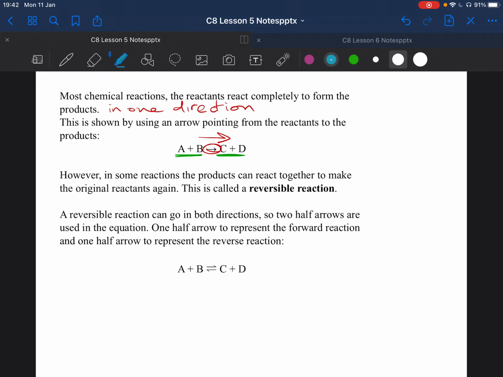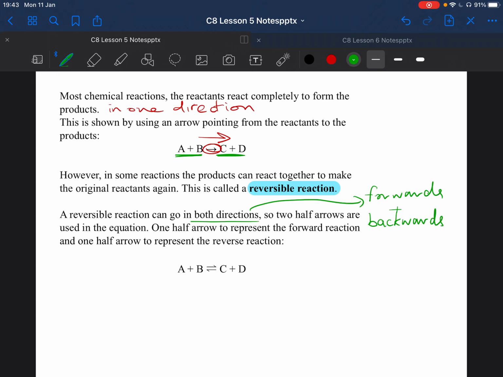When we're talking about reversible reactions, however, it can go in both directions. So that means that it can travel forwards and backwards. Now, some people refer to it as the backwards reaction, but quite often exam boards will call it the reverse reaction. So it's forwards and reverse.